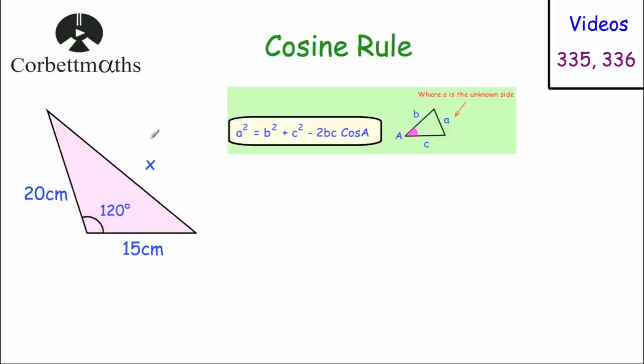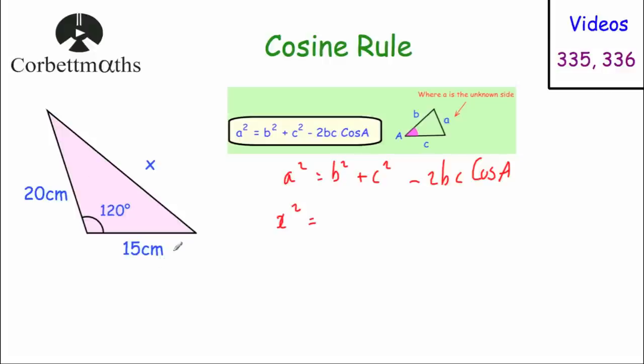So let's do that now. Let's find the value of x. So we have got the cosine rule, which is A squared equals B squared plus C squared minus 2BC cos A. So we've got our two sides, and we've got the angle in between them. So the little a will be the side opposite the angle. So this means that little a will be x, so we'll write x squared equals.